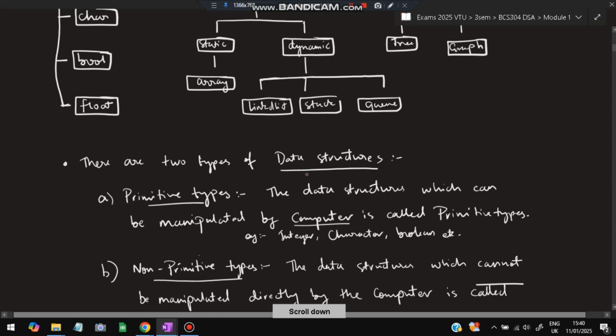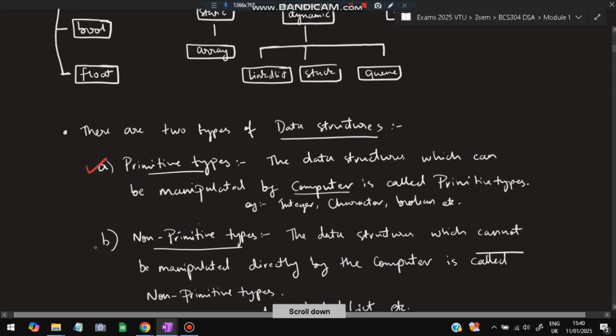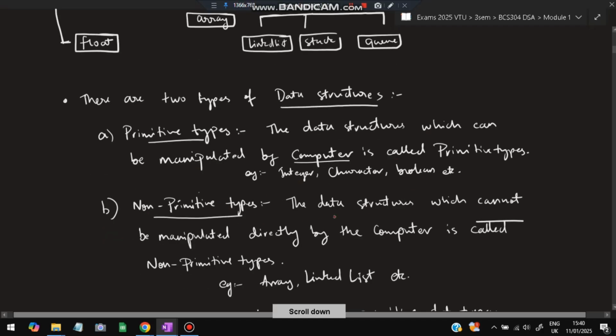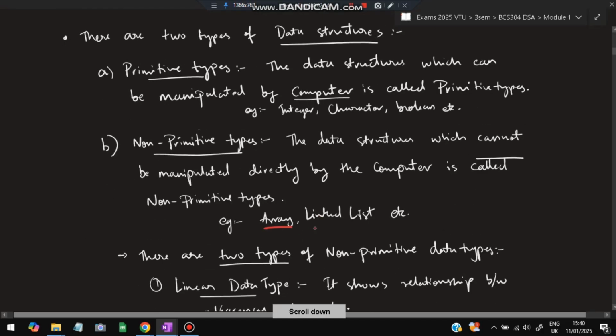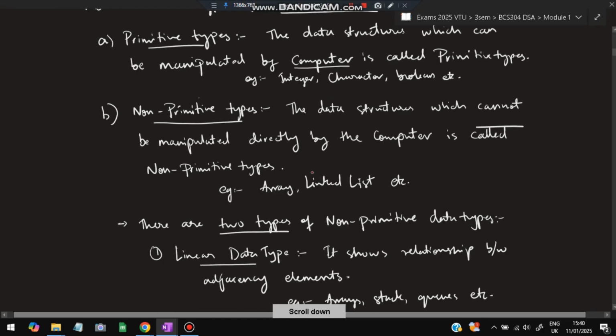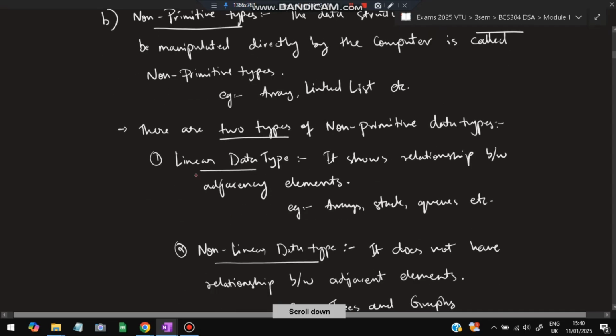After that there are two types of data structures, first primitive and second non-primitive. You have to write something about it as well. The data structures which can be manipulated by the computer are called primitive types: integer, char, boolean. Non-primitive types are those which cannot be manipulated directly by the computer: array, linked list, etc. And in non-primitive there are two more types. Linear data type shows the relationship between adjacent elements. Means in linear data type this is the first element, second element, third element, so this is connected with this. Before this is coming, after this is coming, that is linear.